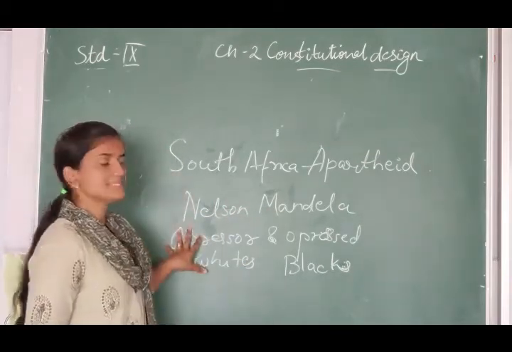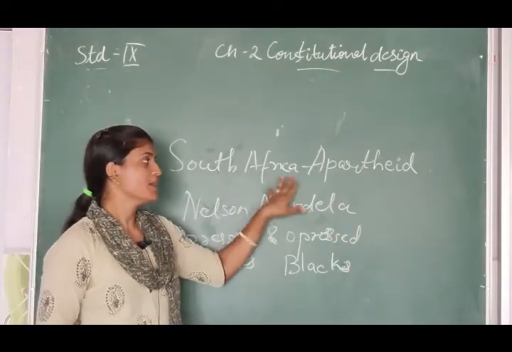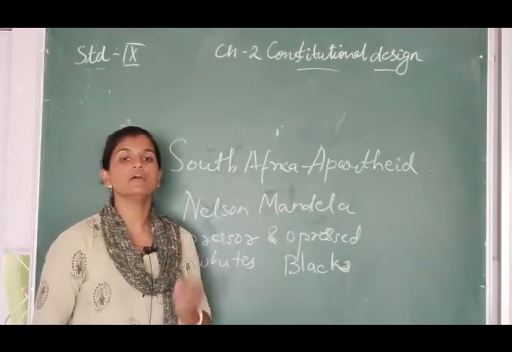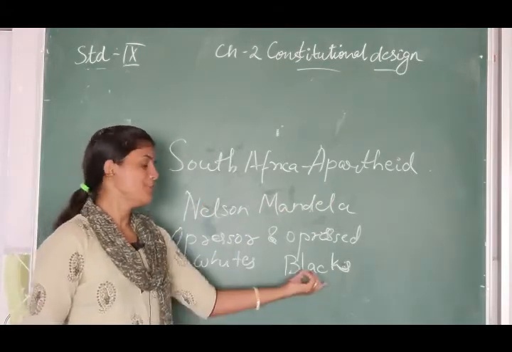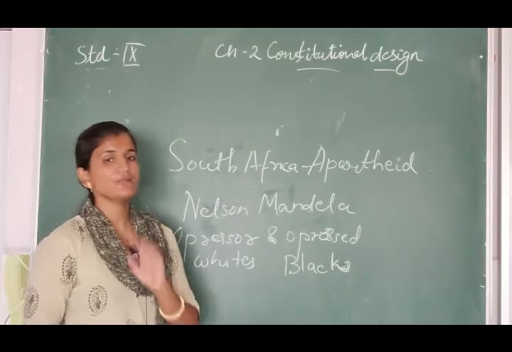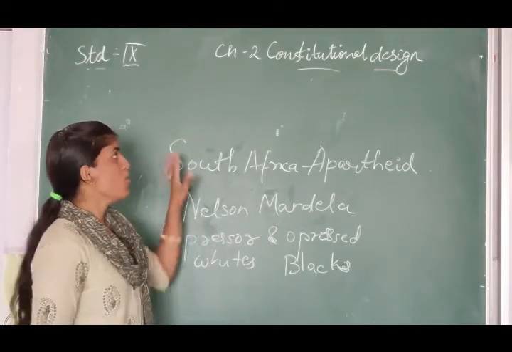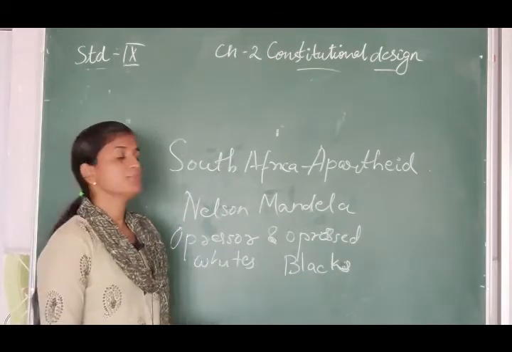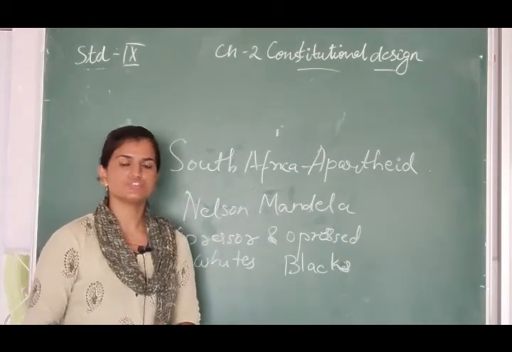So this is the example of South Africa, where the problem of apartheid arose and Nelson Mandela worked for laws and rules for blacks and whites, and the constitution was framed. Now what is the need of this constitution? Here we come to know the importance of a constitution in a country.